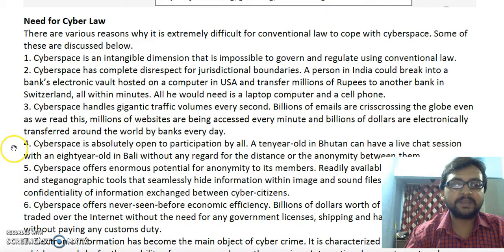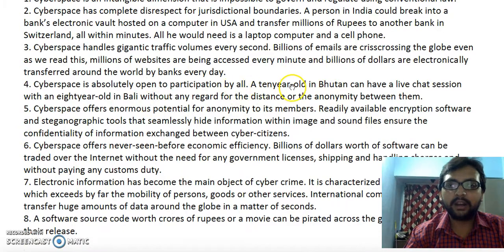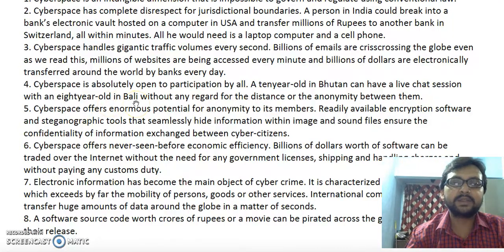As you can see, cyberspace is absolutely open to participation by all. A 10-year-old in Bhutan can have a live chat session with an 18-year-old in Bali. We use Google Hangout or Skype or many other things where we can make a video call, or we can even use WhatsApp or many other applications where we can directly make a video call to any person who stays in any remote area or any corner of the world.